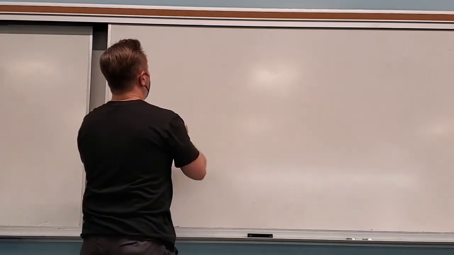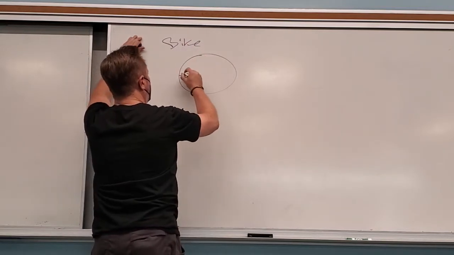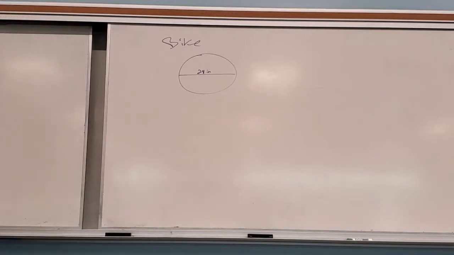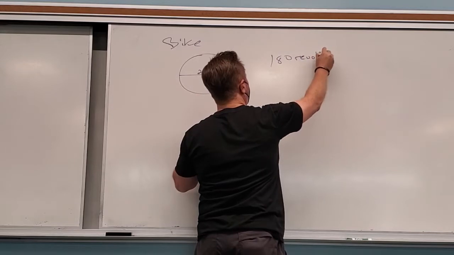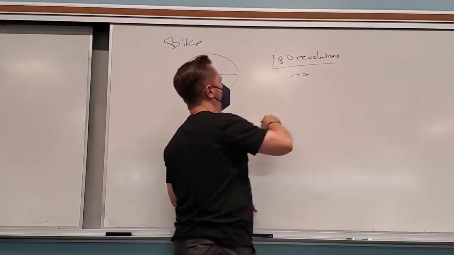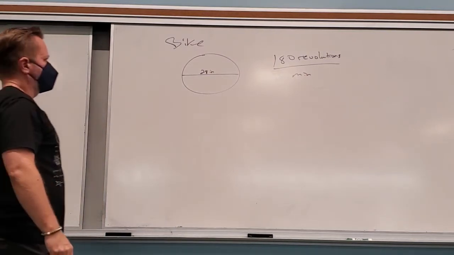So let's see, it tells me that a bike has wheels 28 inches in diameter. The tachometer determines that the wheels are rotating at 180 revolutions per minute. Find the speed the bike is traveling down the road.